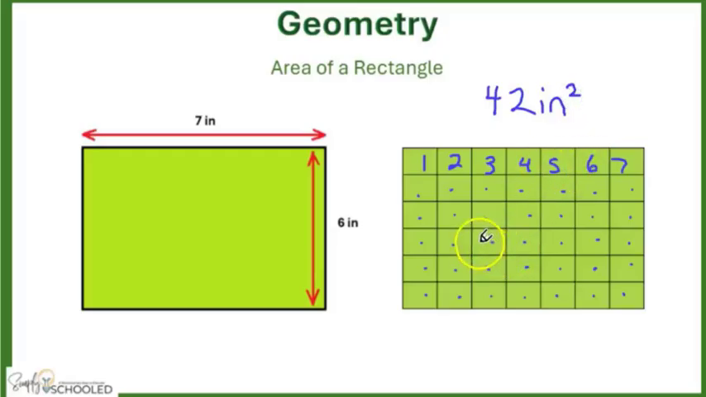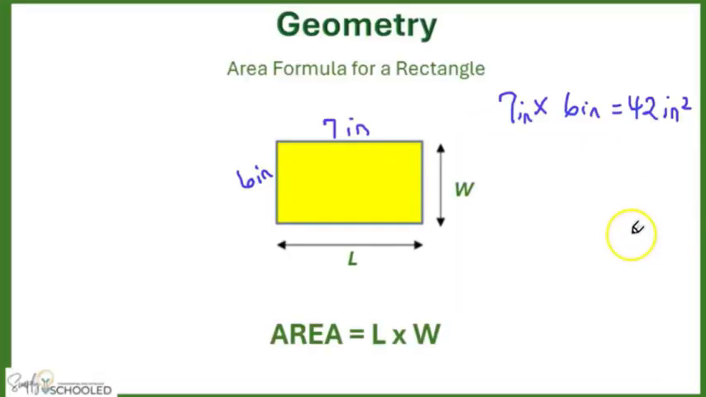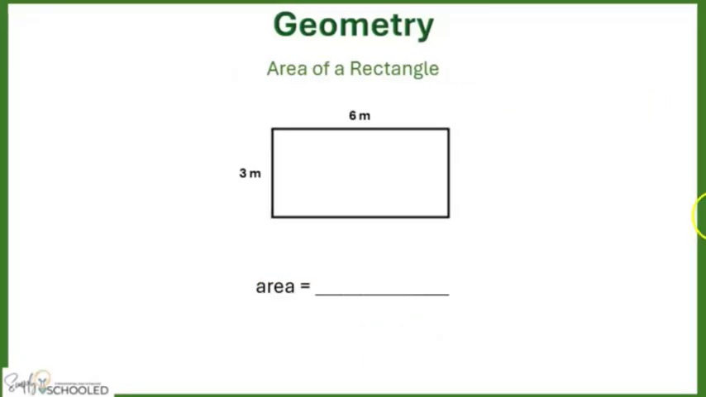That is the area because the inches squared is telling us that each of these squares has a side length of 1 inch. All right, so our formula works. Length times width is the way you can find area. Don't forget to always label your units as squared.